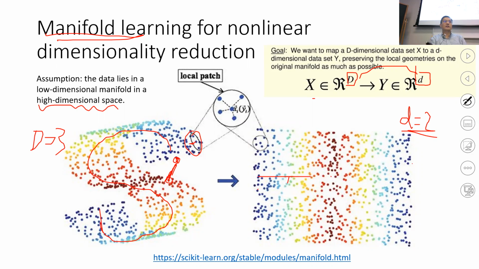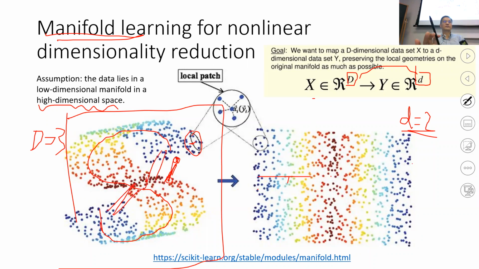But if you only consider Euclidean distance without looking at this structure, you will have a wrong embedding in 2D. My screen is 2D, and the distance from the blue point to the dark red point is very close. Your projection was wrong. But this is correct through this manifold learning process.